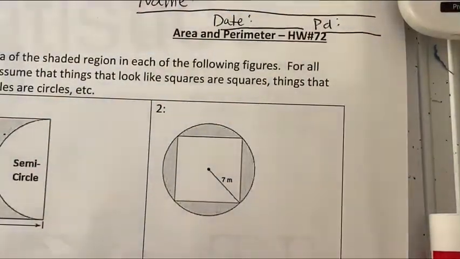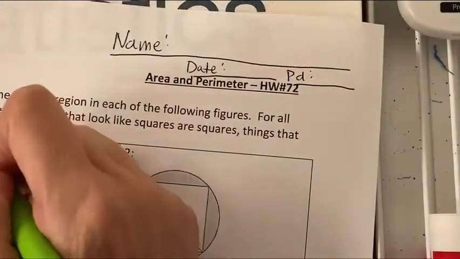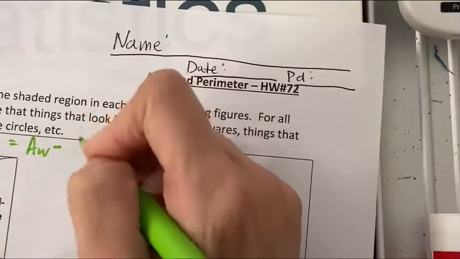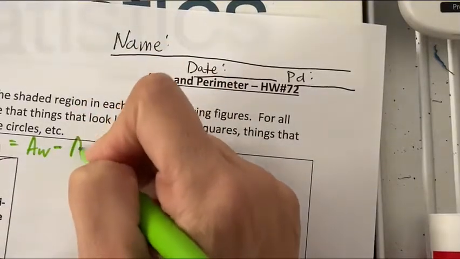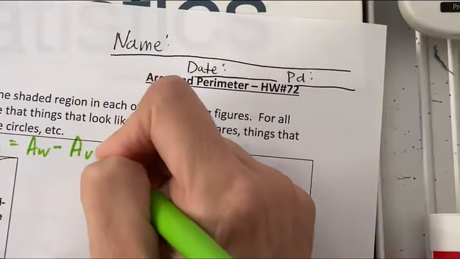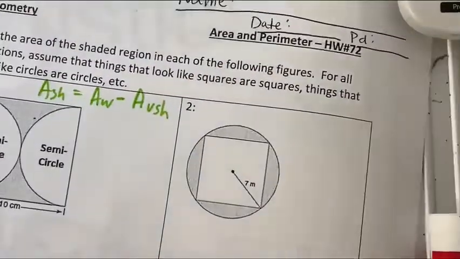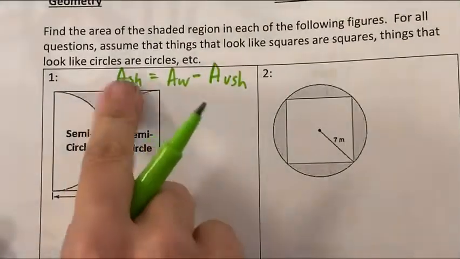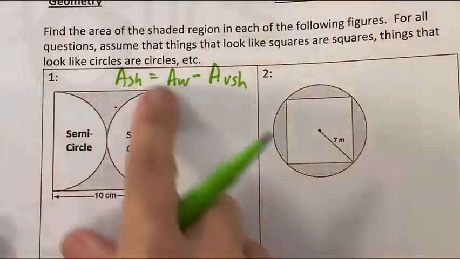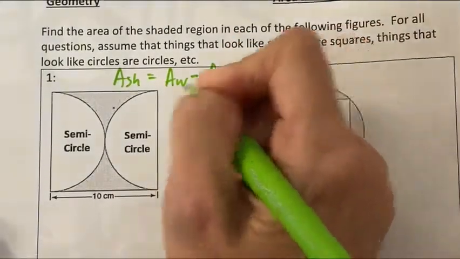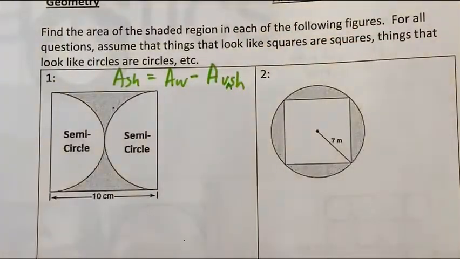The area of the shaded region is always equal to the area of the whole thing minus the area of the unshaded. Okay, so this is our general formula that should work really nicely. The area of the shaded region should equal the area of the whole thing minus the unshaded. Now we can write out those words, but hopefully you're getting the point.